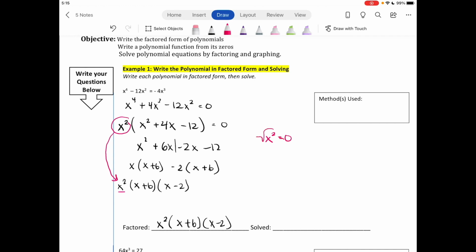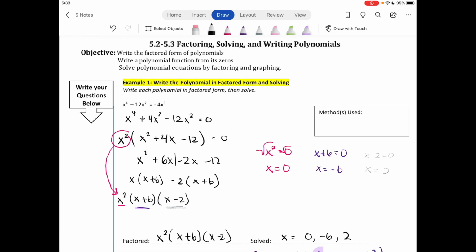We'll take the square root of both sides. Square root of 0 is still 0, so there is our first solution. Also take x plus 6, set that equal to 0, so x is equal to negative 6. And then take the x minus 2 as well, and set it equal to 0, so x is equal to positive 2. And this gives us our 3 solutions: x is equal to 0, negative 6, and positive 2.